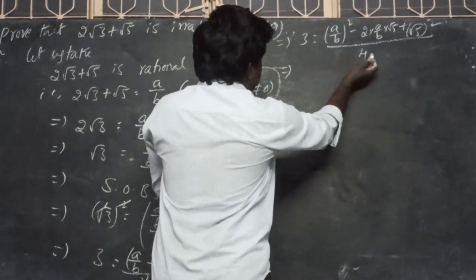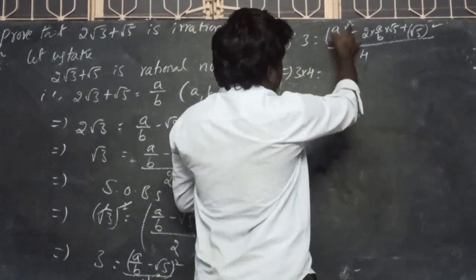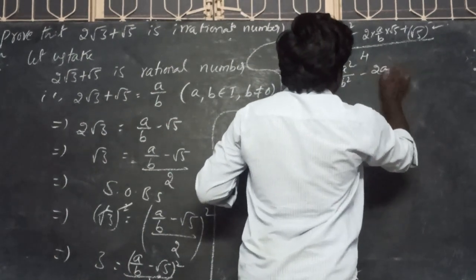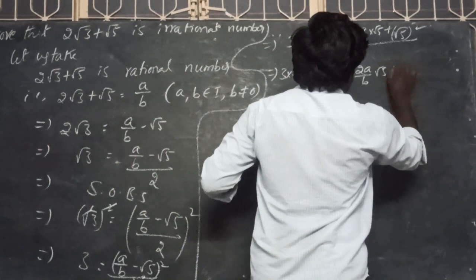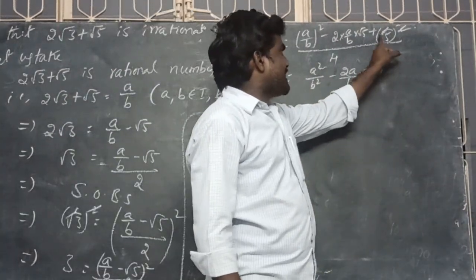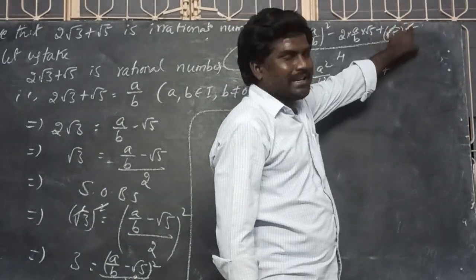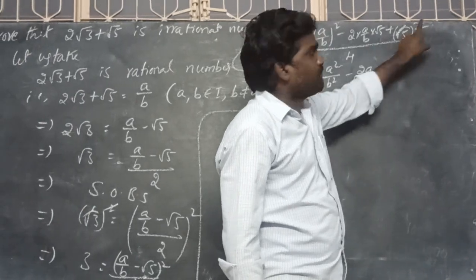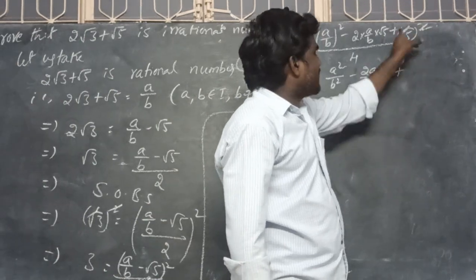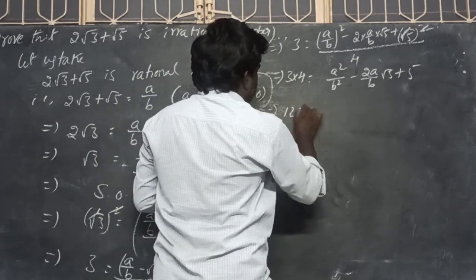Here 4 divide. This 4 comes out by multiple. 3 into 4 is equal a by b whole square. That is a square by b square minus 2a by b root 5 plus again here square root cancel. Why square root cancel? Square root exponent form is how much? 1 by 2. So a power m whole power n is equal a power m into n. That is 5 power 1 by 2 into 2. 2 cancel. What is remaining? 5. Okay. So 3 4 12 is equal.